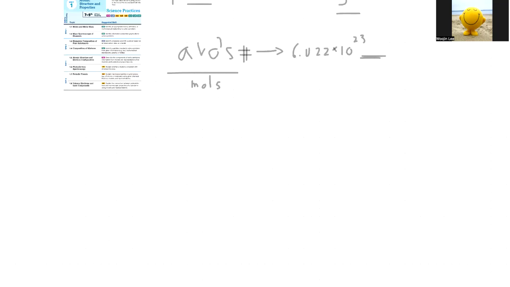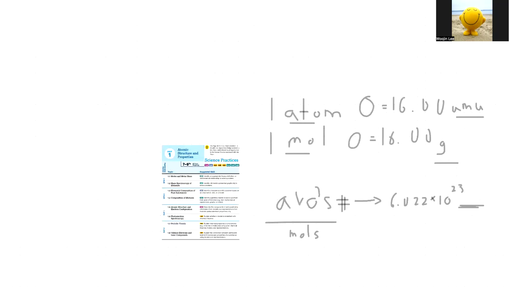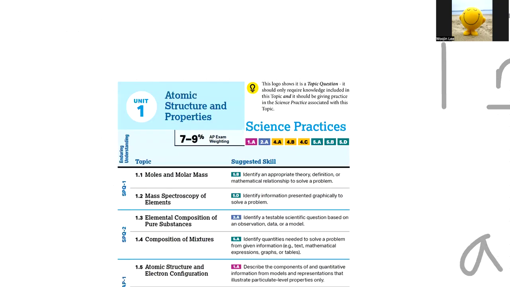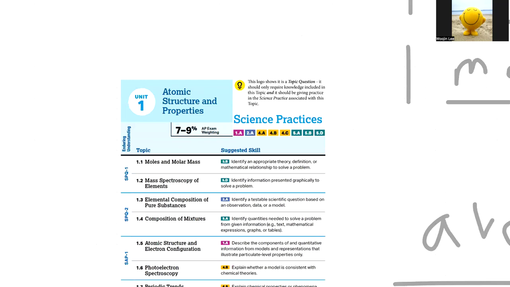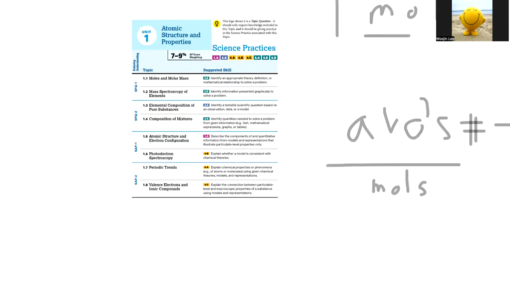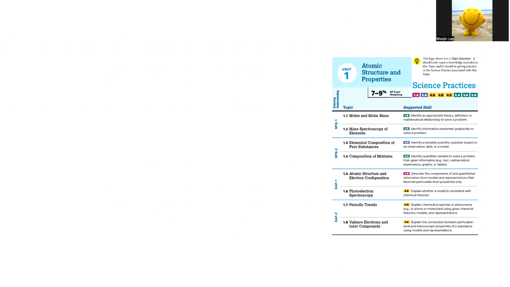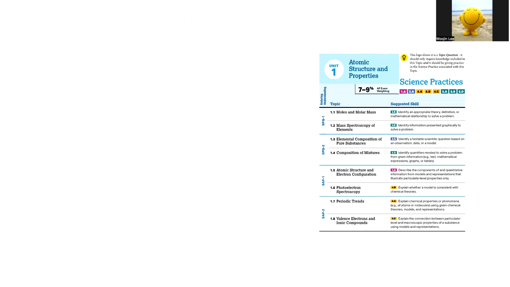So moving on to topic 1.2, that's mass spectroscopy of elements. Before we go into what spectroscopy is, let's talk about what elements are. Each element, which is the two letters on the periodic table for each little box, consists of a certain type of atom that is different from the atoms of any other element. So no two elements can have the same properties.